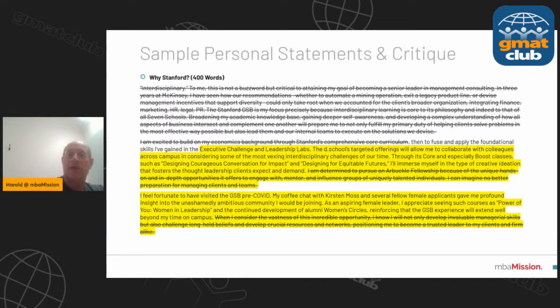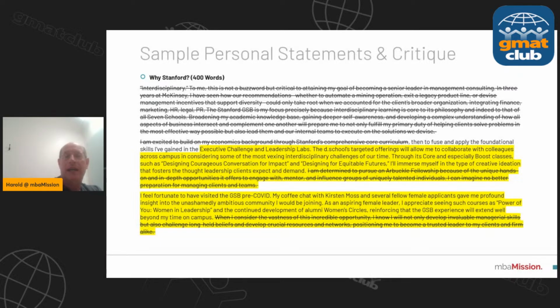I'll immerse myself in the type of creative ideation that fosters thought leadership clients expect and demand. Okay, sort of a mushy ending, but that's all right. I am determined to pursue an Arbuckle Fellowship as opposed to a fellowship at Wharton, which is basically, I forgot the name, it is the same thing.